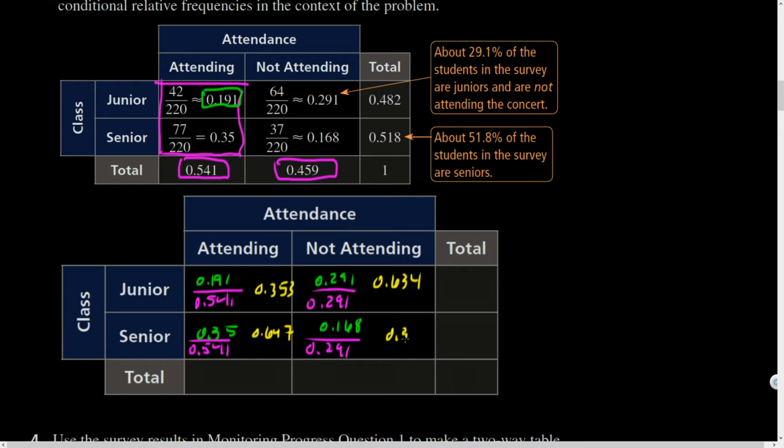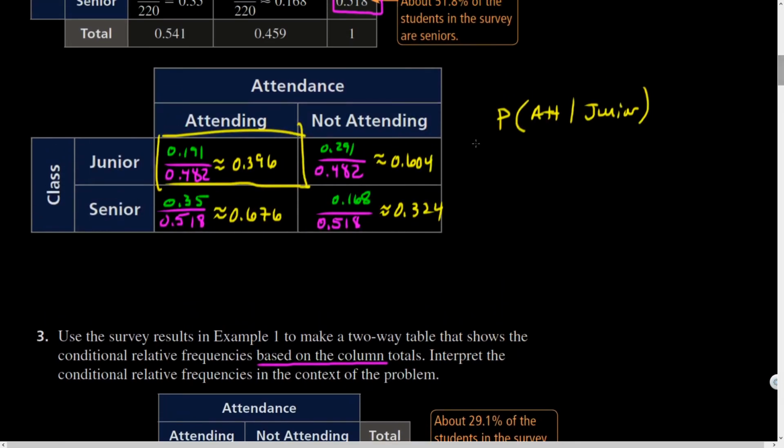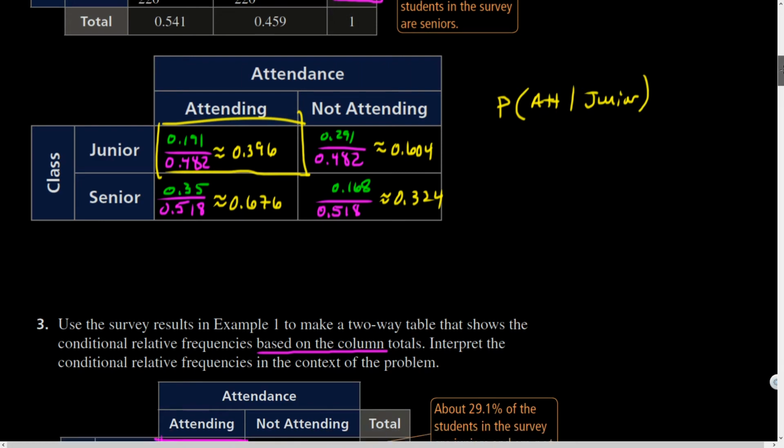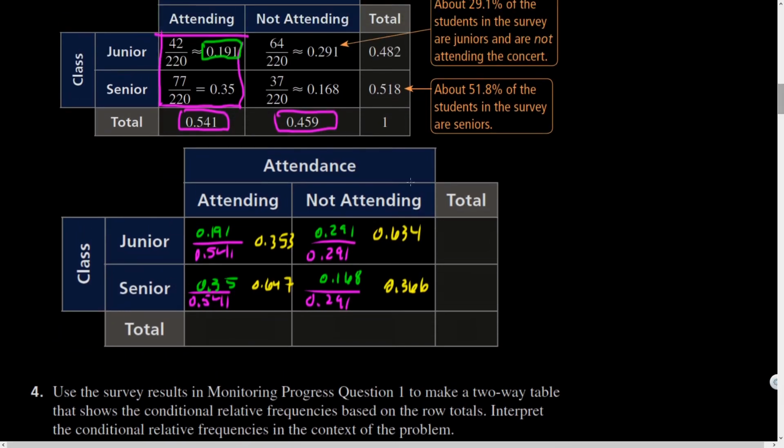And this is 0.366. Now, I want to point out 0.353 is different than this one, right? This was a probability that someone was attending given that they were a junior, while, let's see, here we go. This is the probability that someone is a junior given that we already knew they were attending. Okay, and so this was comparing a different thing.